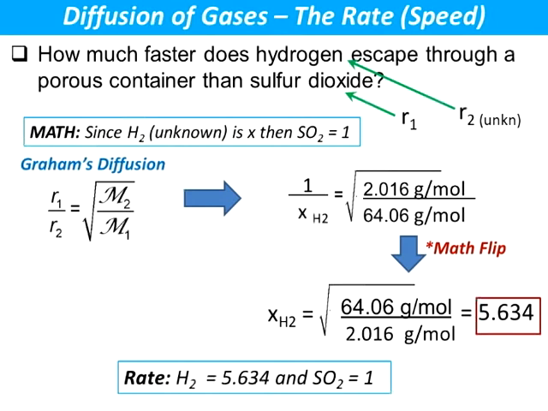We then do standard math here. We basically flip it to make the math a little bit easier for us. And we obtain X equals the square root of 64.06 divided by 2.016, which equals 5.634. And so what we discover is that the rate of hydrogen is 5.634 times the rate of sulfur dioxide. So in the case of clear diffusion, you simply use the rate expression of the Graham's law and you will obtain your answer.